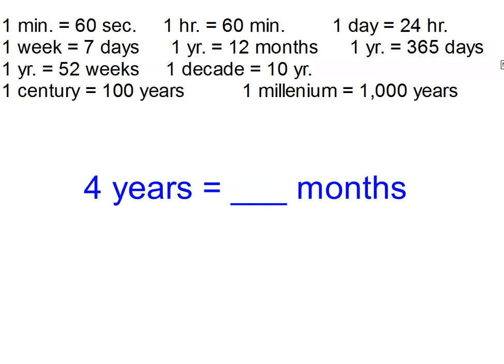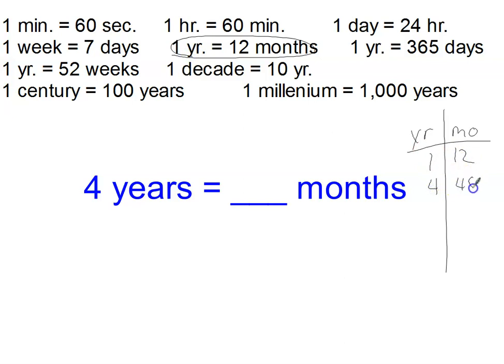4 years equals how many months? So I'm going from years to months. MO is the abbreviation for months, by the way. Years and months. Here we go. 1 year is 12 months. 4 years would be 4 times 12. It's going to be 48 months.